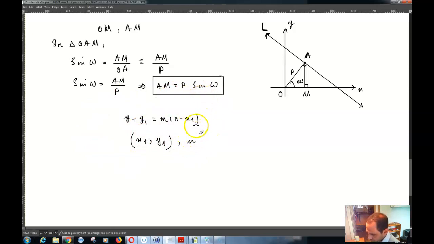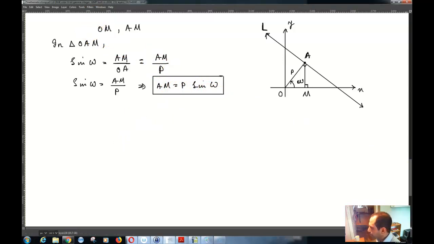So what we need to do is find the slope of the line, which is m, which we will do shortly, and we will also find the coordinates of one point on the line, which happens to be A in this case. The height of the point is AM, the distance of the point from the y-axis is OM, and we can calculate them this way.